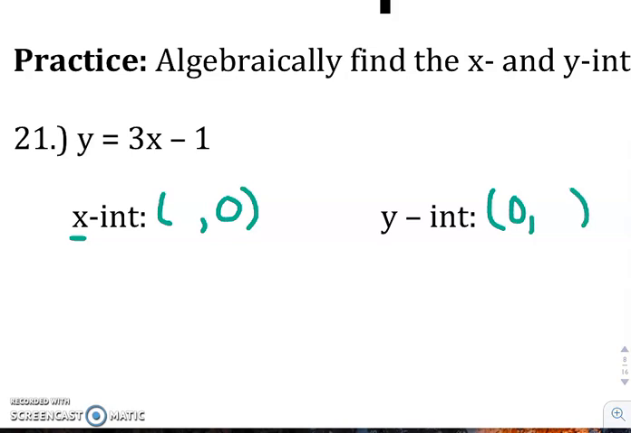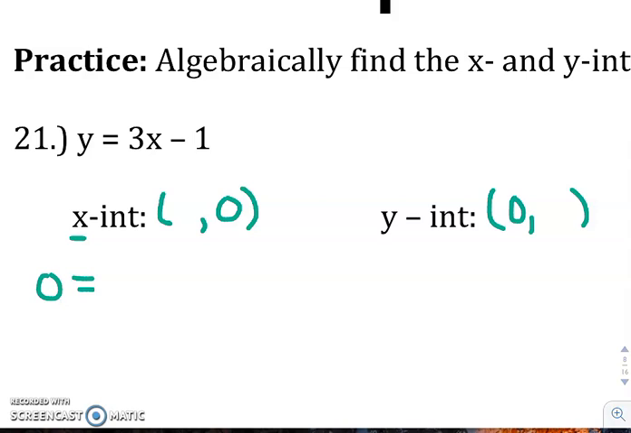I feel like we sometimes do it backwards because we think x-intercept, plug 0 in for x. No, you're finding x, so the y needs to be the 0. So if you're trying to find the x-intercept, we're going to try to solve for your x value. So we say the x-intercept is going to be on the x-axis when the y value is 0.